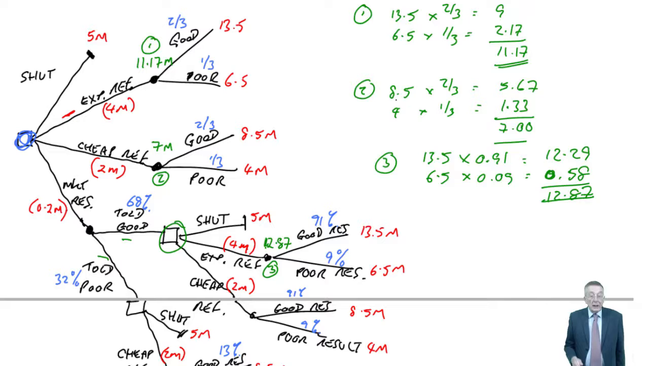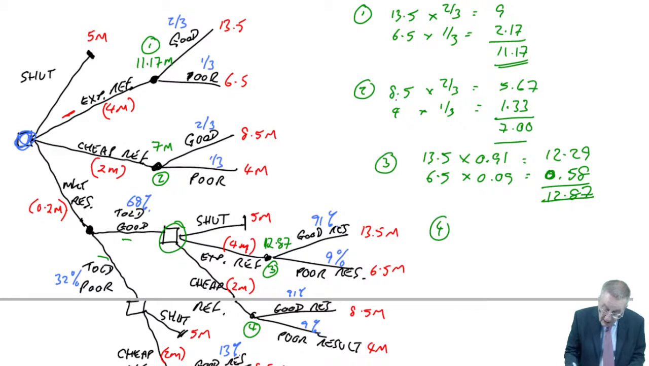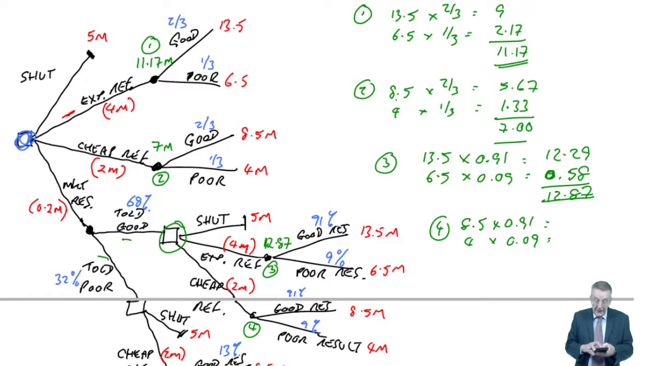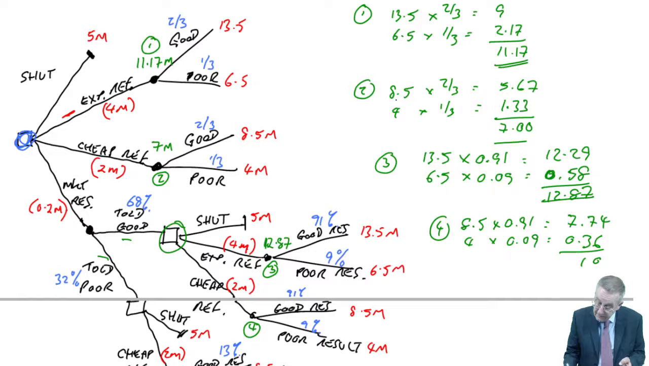Or if we decide to do cheap, we'll pay out another 2 million, but we'll get back either 8.5 or 4. Again, probabilities 0.91, 91%, or 9%, 0.09. Gives us 7.74 or 0.36, or around 0.36, sorry. 8.1.